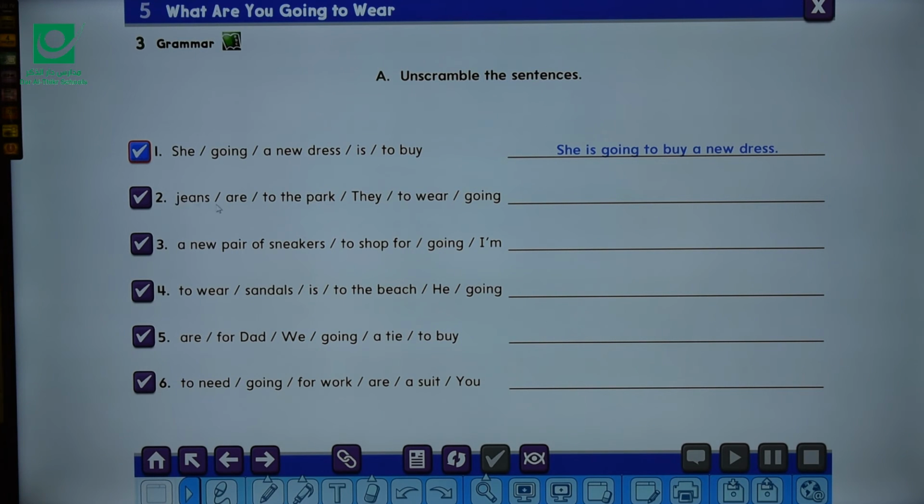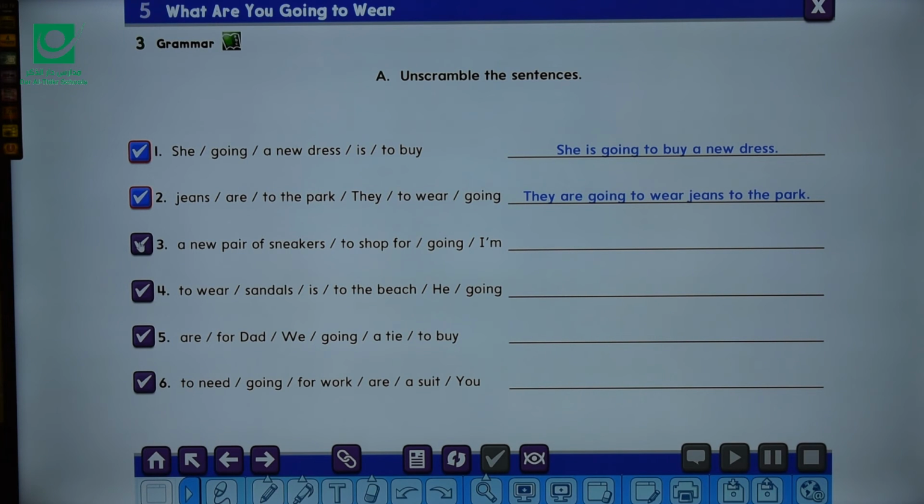Next, jeans are to the park, they to were going. What's the first word here? Exactly, they. They takes what? They are going to wear jeans to the park.